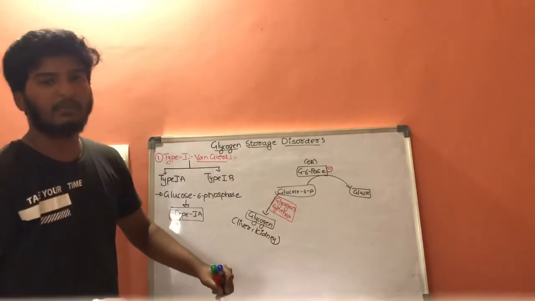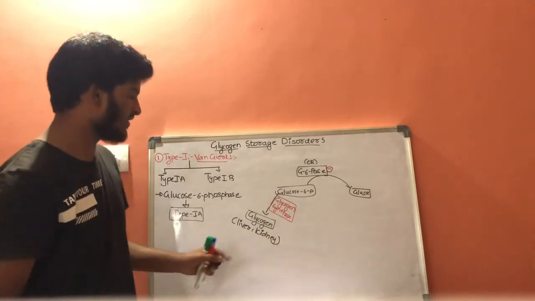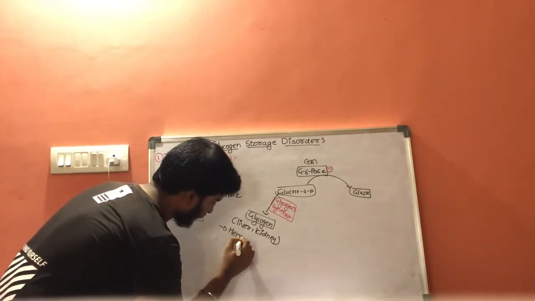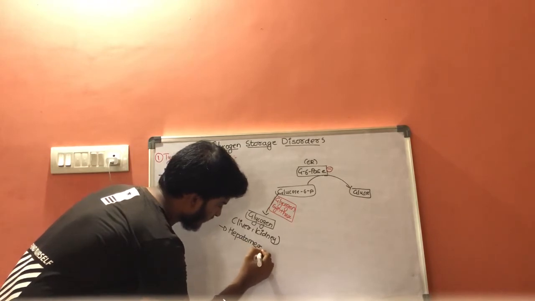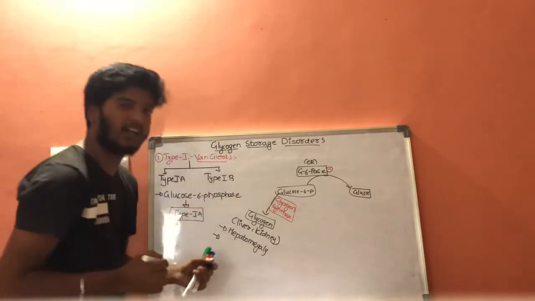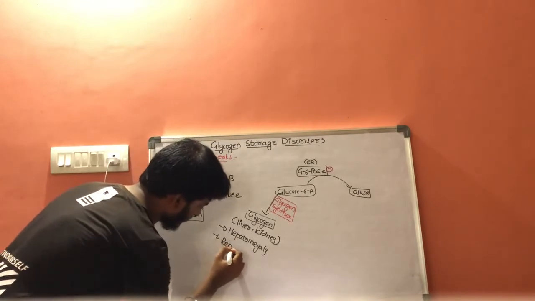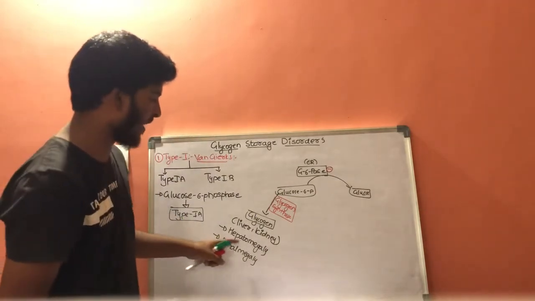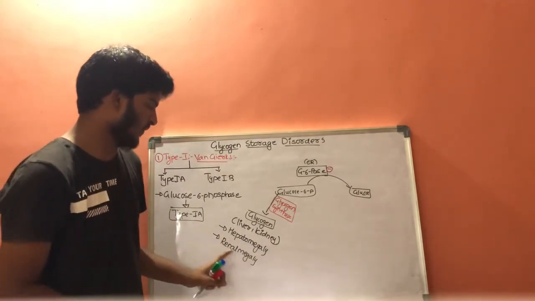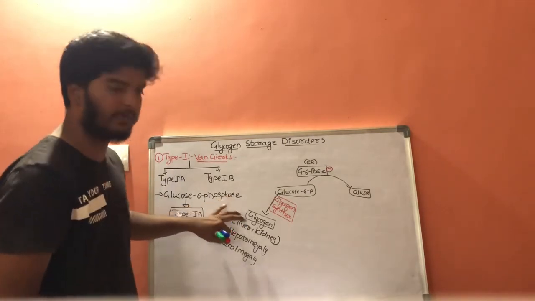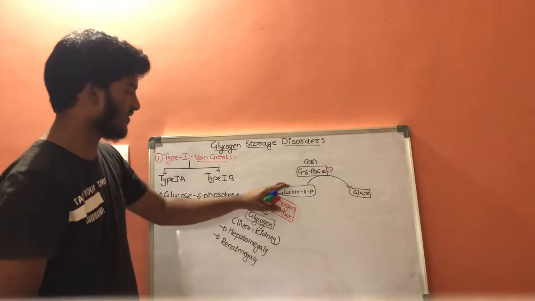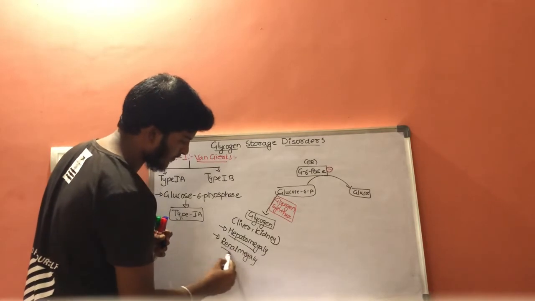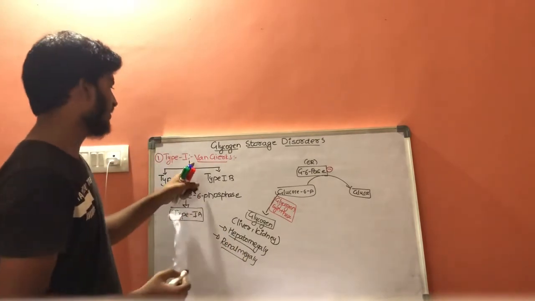Because of accumulation of this glycogen in the liver and kidney, it results in two conditions. One is hepatomegaly, and the second condition is renal megaly. Increase in the size of the liver is called hepatomegaly, and increase in size of the kidney is called renal megaly, which occurs because of accumulation of glycogen in the liver and kidney. This is the first possibility, and these are the two symptoms of type 1A Von Gierke disease.